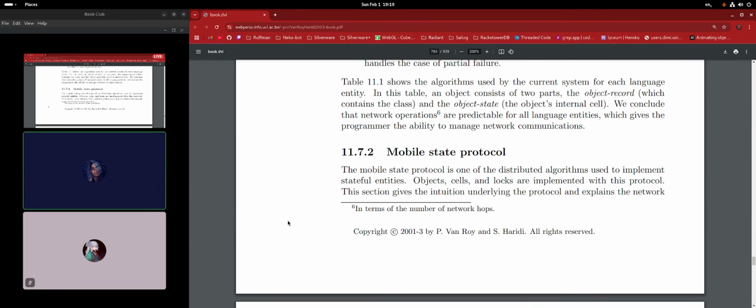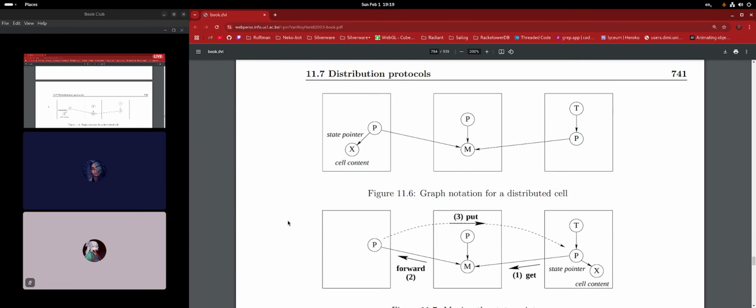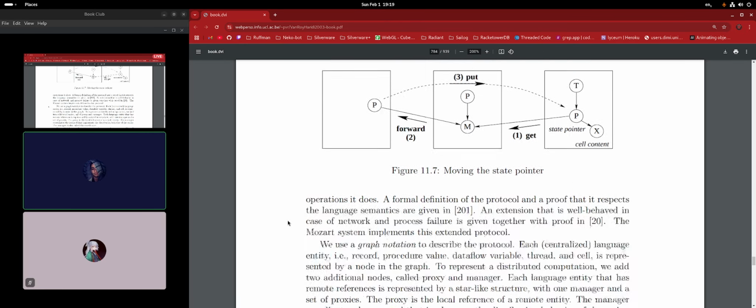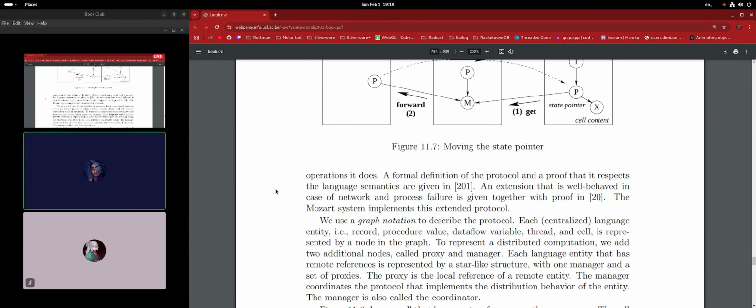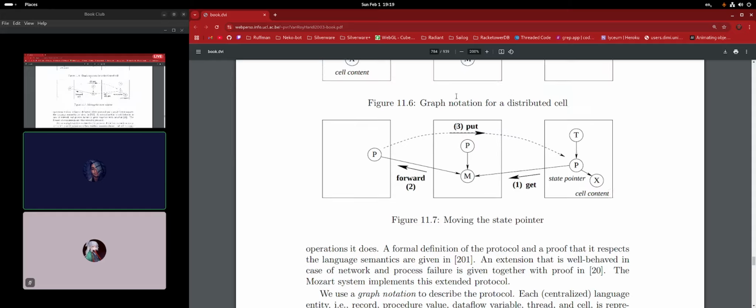Mobile state protocol. Yeah, so this is pretty cool. Well, it has caveats, as I'm gonna mention to Marinho to see his opinion, but this is pretty cool regardless.